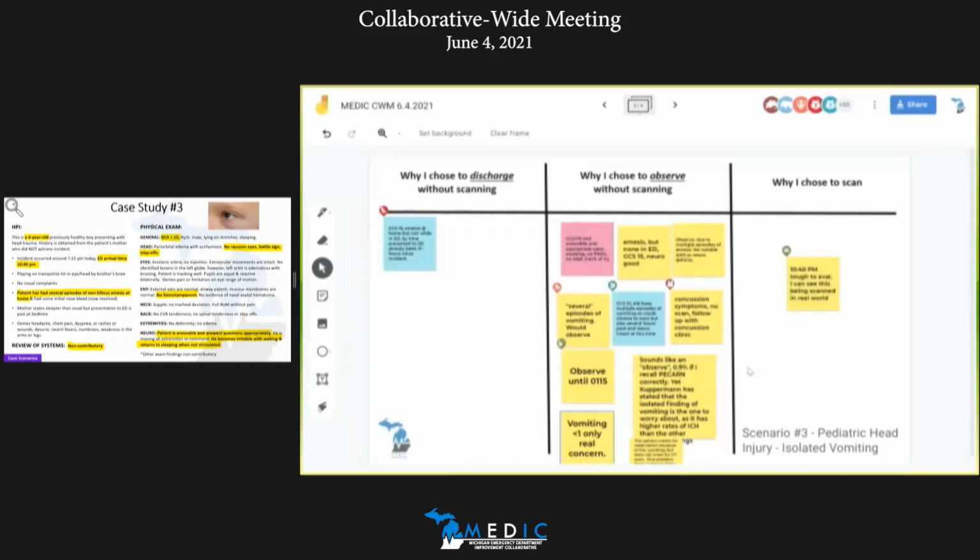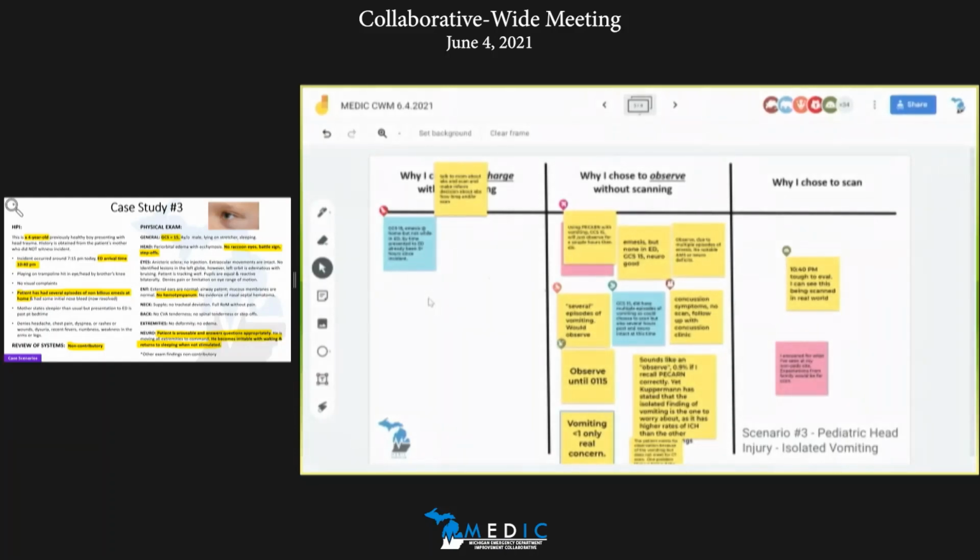Okay. Thank you. So for the person who chose to discharge without a scan, if someone could just read that, I just can't make out the writing. So it says GCS 15, vomiting at home, but not while in ED. By the time presented to ED, already been 3+ hours since the incident. Yeah, fair points.